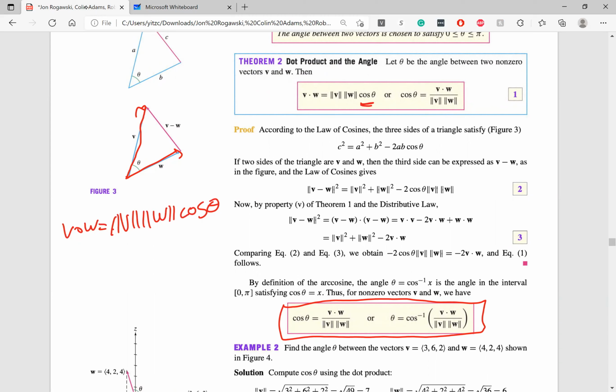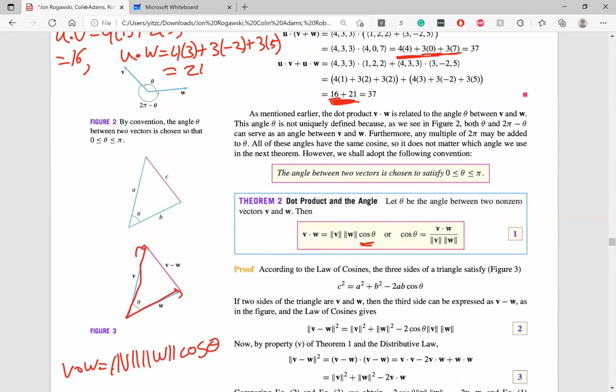If you have two vectors like this, how do you know if the angle between them is that or the long way around? You always are going to look for the smaller angle. So that's the angle between 0 and pi.